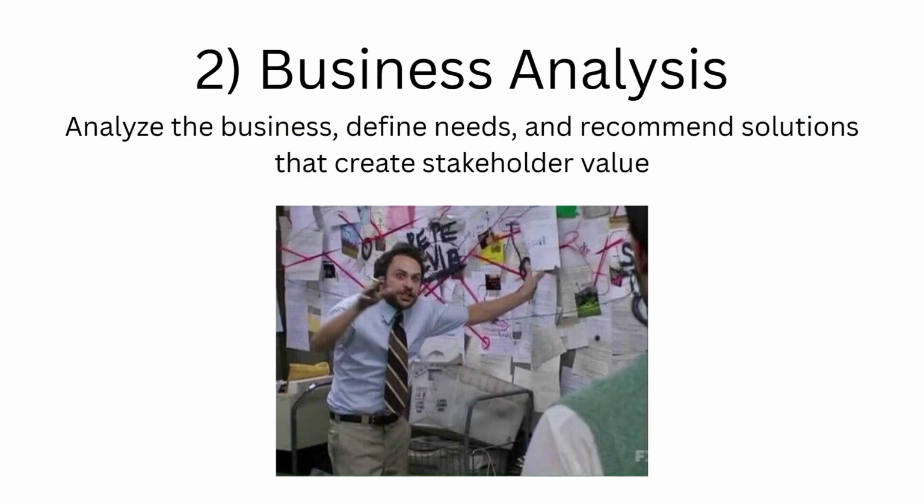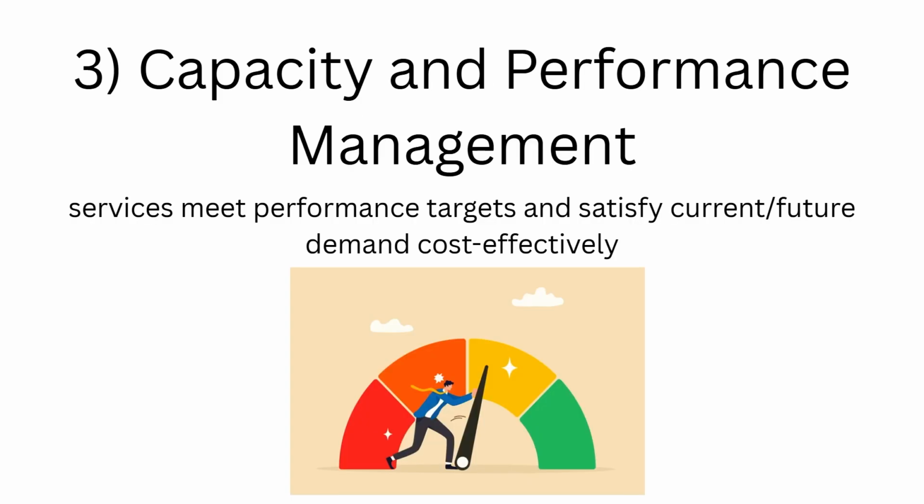Next is business analysis, analyzing the business and defining the needs so that you can propose a solution. Next is capacity and performance management. Make sure that your performance is up to the agreed amount. If you don't meet that standard, it goes against this management. This management has to make sure that your performance is on target, basically.